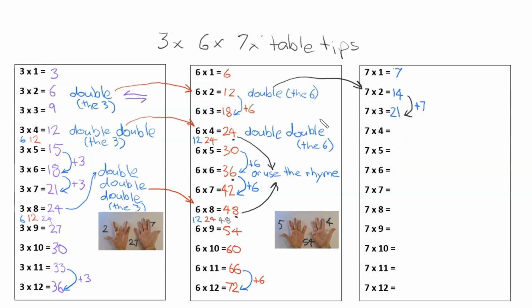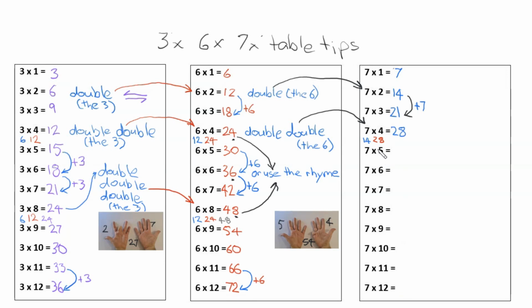7 times 4. We'll use the double trick. So again, we flip it and say 4 times 7, and we start doubling with the 7. Double 7 is 14, and double 14 is 28. So your answer is 28.